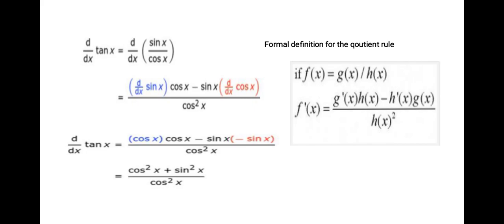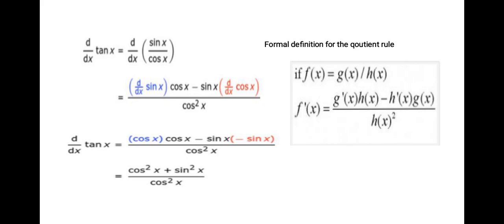Derivative of tangent. d/dx tan x is equal to d/dx of sine x over cosine x. So, this is equal to the quantity of d/dx sine x times cosine x, minus sine x times the quantity of d/dx cosine x, all over cosine squared x.